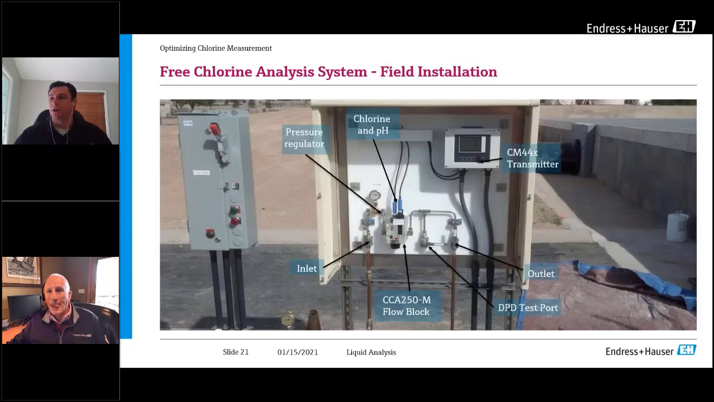And this is just kind of showing an installation point that we have out in the field. You can see the inlet, the pressure regulator as it's going through, our flow block that has the chlorine and pH probe built into it, the DPD test port, and then our outlet. And then again, along with our CM444 transmitter, just depending on which version of it that you would need.